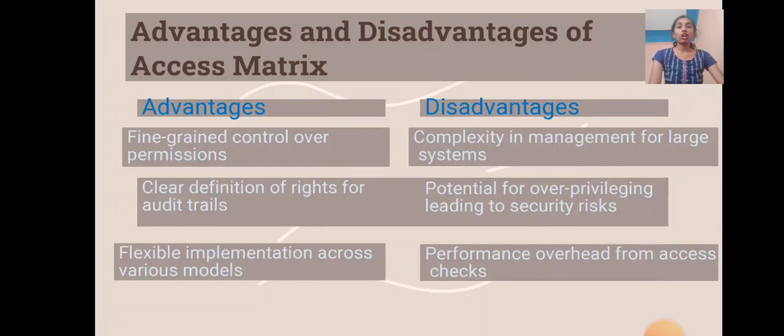Let us move on to the advantages and disadvantages of access matrix. First, advantages. A fine grained control over permissions and clear definition of rights for audit trails. Flexible implementation across various models. When it comes to its disadvantages, it is complexity in management for large systems. A potential for over privileging leading to security risks. Performance overhead from access checks.